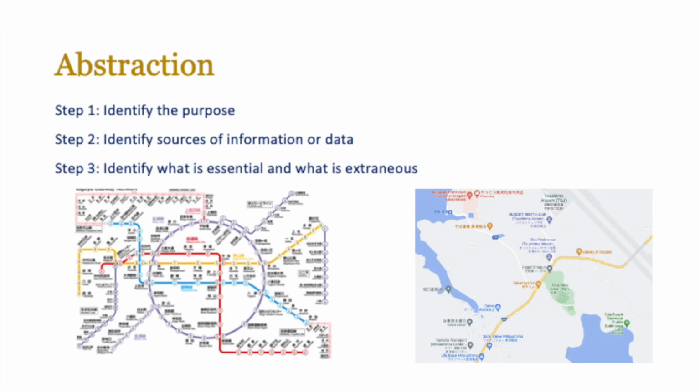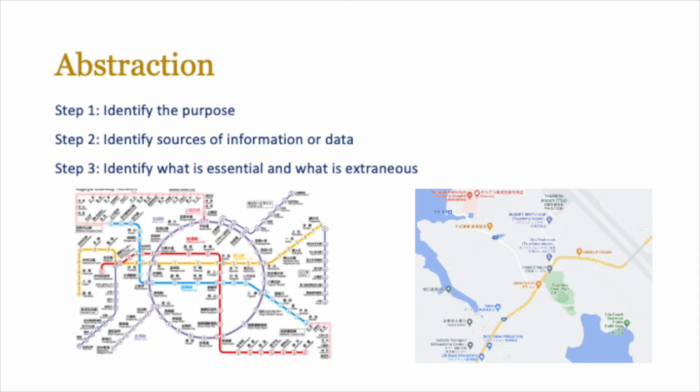So, 3 simple steps for abstraction. First, identify the purpose. What do you need to do? Second, identify the sources of information or data available to you. And then third, identify what is essential out of all of that and what is extraneous. That extraneous information is not required.